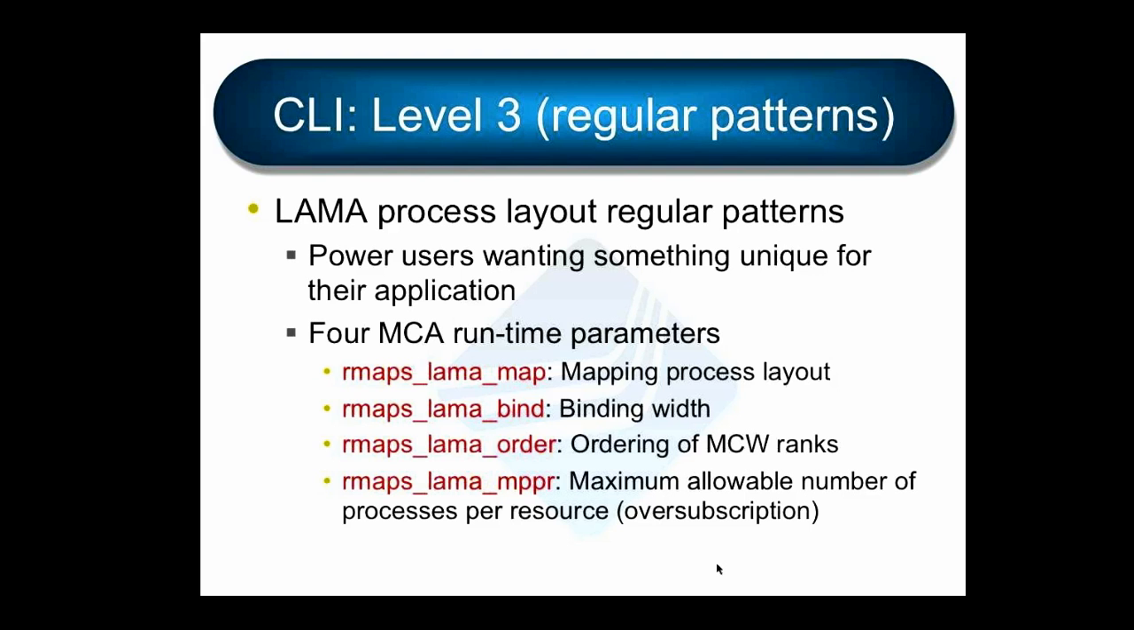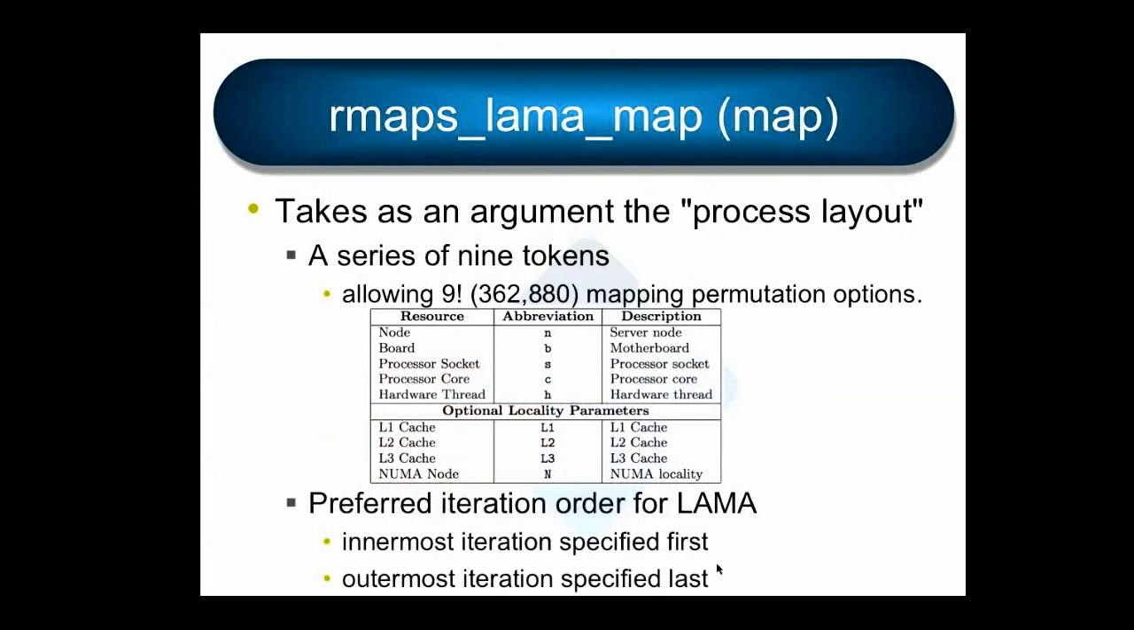All right, so let's talk about the first one, the mapping one. This takes an argument of what process layout you want, and you give it a series of 9 tokens, which allows combinatorially different orderings. The ordering of these tokens says how you want things laid out. Think of it as 9 dimensions, and you specify which dimension to traverse. So you're specifying the order of dimensions of traversal.